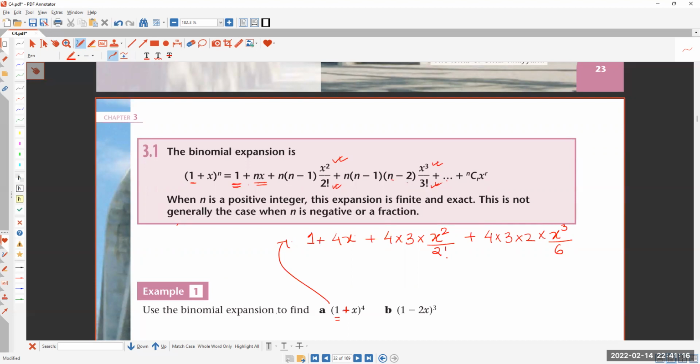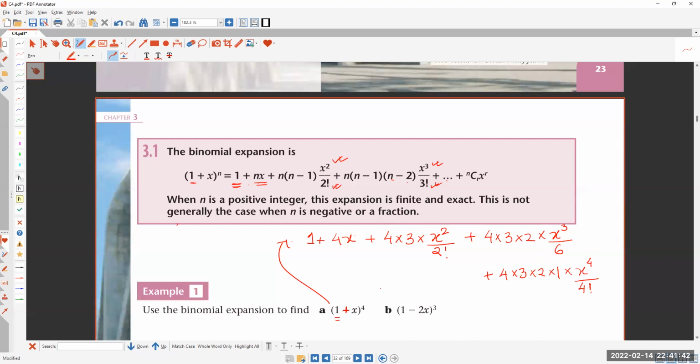Okay, and they asked us to open the whole term. That means still x raised to 4 I need to open. So let's do this now. 4 into 3 into 2 into 1, x raised to 4 divided by 4 factorial, which you can find from the calculator. Is this understood? How I opened the bracket, everyone, guys?